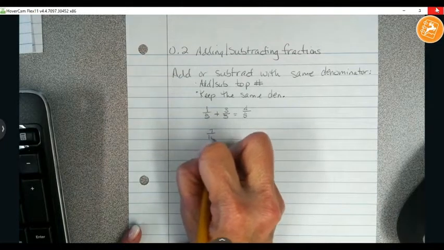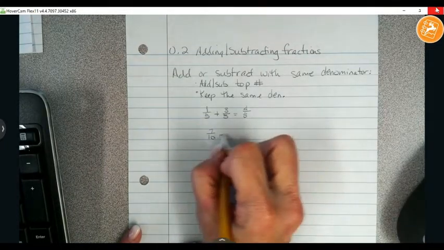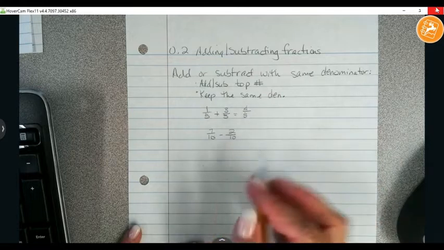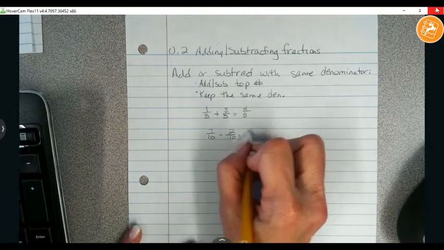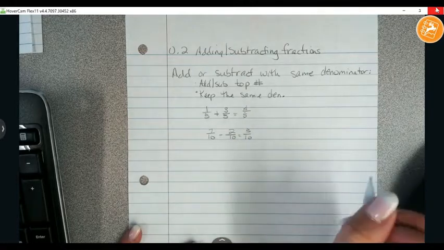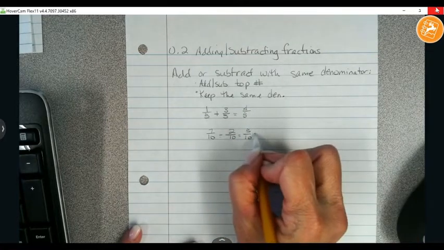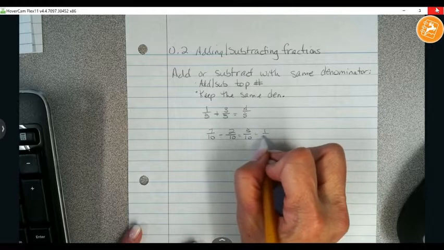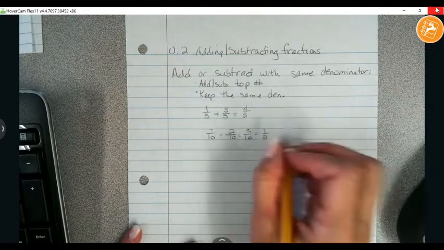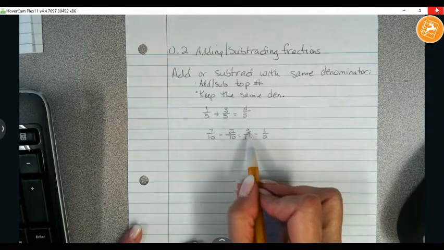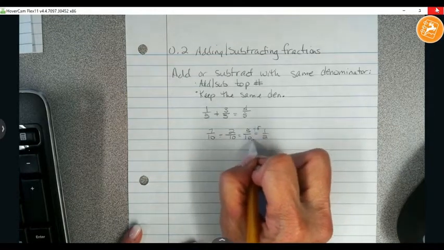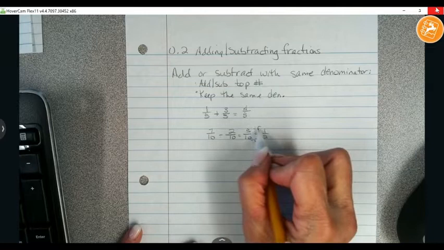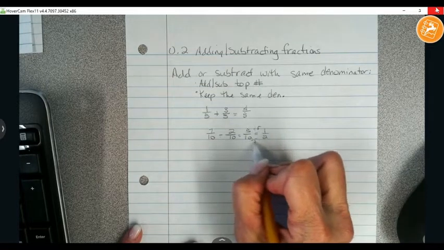For example, if we had 7/10 and we were subtracting 2/10, we would just do 7 minus 2 equals 5/10, and then simplify that because 5/10 is actually the same as 1/2. The reason I know that is because 5 will divide into 5 and into 10. So then I'm just dividing by 5, dividing by 5. 5 divided by 5 is 1. 10 divided by 5 is 2.